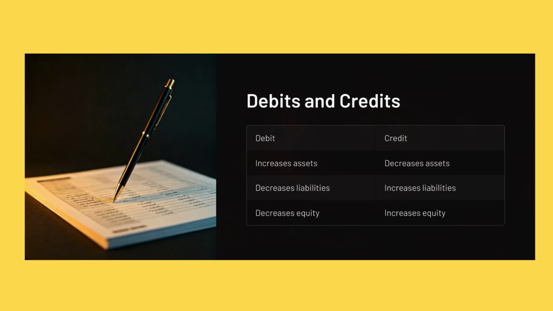Debits and credits. Debit: increases assets, decreases liabilities, decreases equity. Credit: decreases assets, increases liabilities, increases equity.